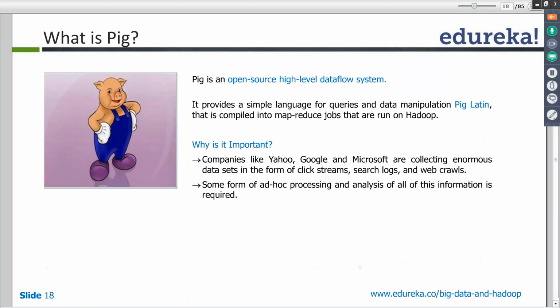So Pig is an open source high level data flow system. It provides a simple language for queries and data manipulation, which is called Pig Latin, that is compiled into MapReduce jobs that are run on Hadoop. Why is it important? Companies like Yahoo, Google, Microsoft are collecting enormous data sets in the form of click streams, search logs, and web crawls. Some form of ad hoc processing and analysis of all of this information is required.